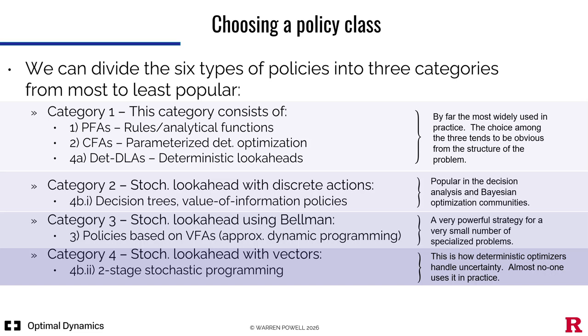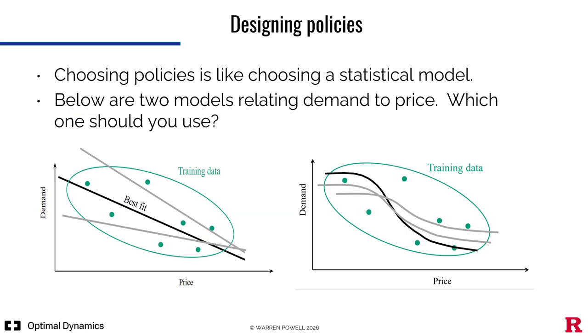This is where we take a step out and then use a value function to capture the future. And I describe this as a very powerful strategy for a very small number of specialized problems. The academics love this category, but it's not that widely used. Even worse is category 4, where I do a stochastic look ahead for vector valued problems. This is something that Dantzig pioneered, and there's thousands of papers, and just not very much of this is being used. Now, choosing policies is a lot like choosing a statistical model.